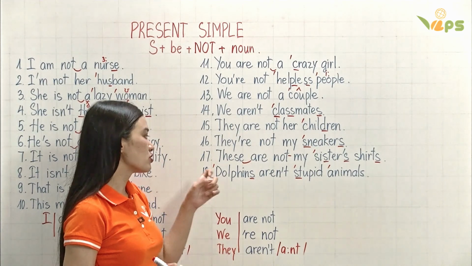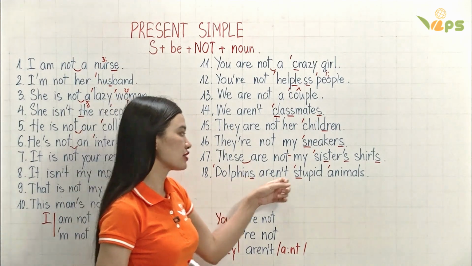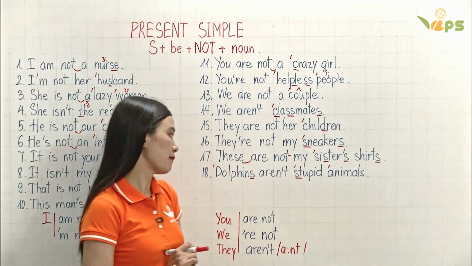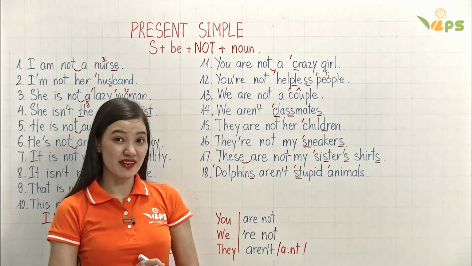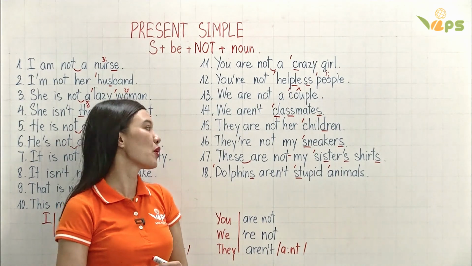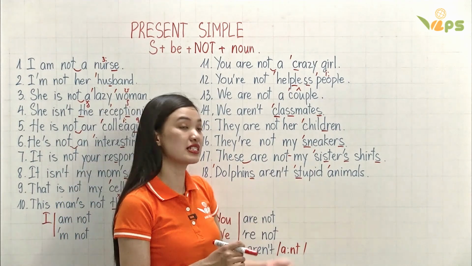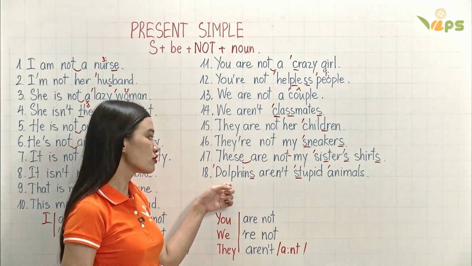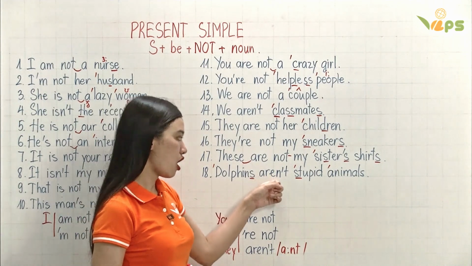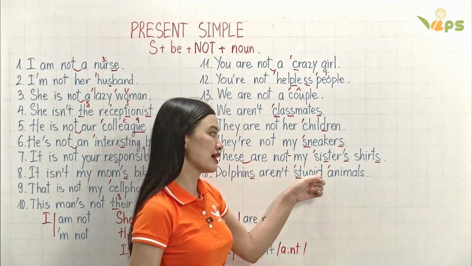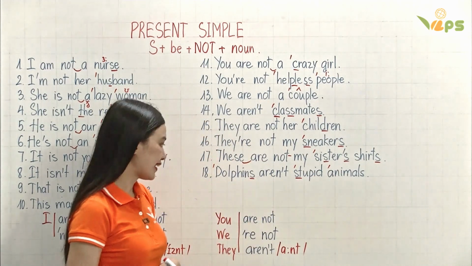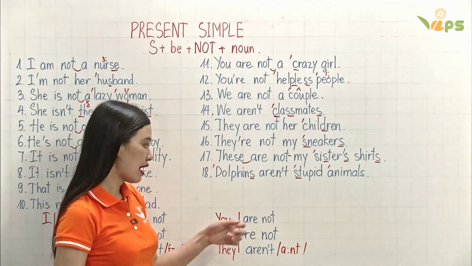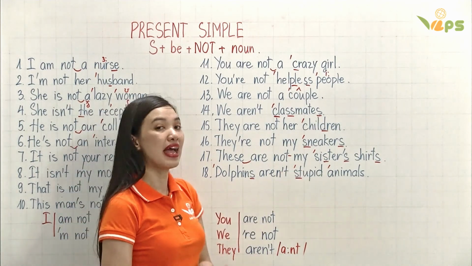These are not my sister's shirts, or I can say these aren't my sister's shirts. For 18, dolphins aren't stupid animals. Actually, dolphins are very intelligent, right? So I say they aren't stupid animals. They are not stupid. Dolphins aren't stupid animals. Or I can say dolphins are not stupid animals.